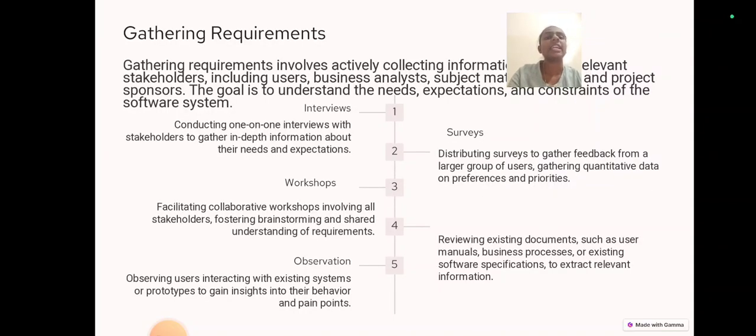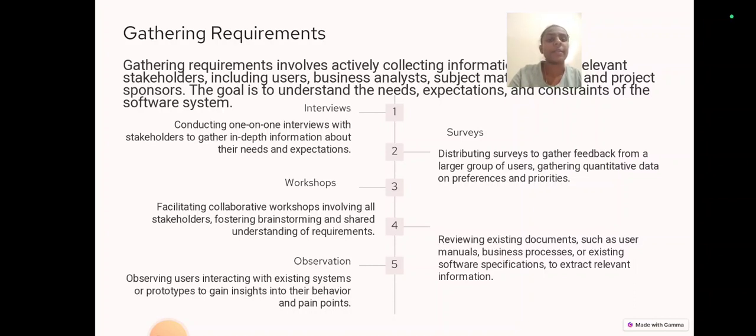Next, we'll see gathering requirements. Gathering requirements involves actively collecting information from stakeholders including the users, business analysts, subject experts, and the project sponsors. The goal is to understand the needs, expectations, and the constraints of the software system. First gathering technique is interviews. Conducting one-on-one interviews with the stakeholders to gather in-depth information about their needs and expectations. Surveys: distributing the survey to gather feedback from a large group of users, gathering quantitative data on the performance and priorities.